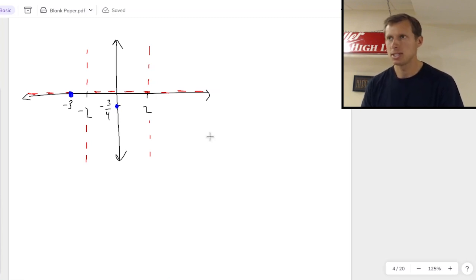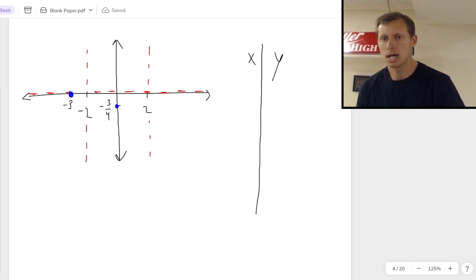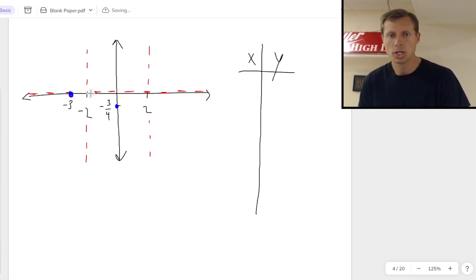I will admit this is a strange problem, and you'll see why in a minute. But for the x values I'm going to plug in, I'm going to choose one value to the left of negative 3, like negative 4. One value in between negative 3 and negative 2, like negative 2.5 or negative 5/2, because I like fractions. A point in between negative 2 and 0, because negative 3/4 is the y value and the x value is 0, so I'll choose negative 1. A value between 0 and positive 2, so I'll choose positive 1. And a value to the right of positive 2, like positive 3.